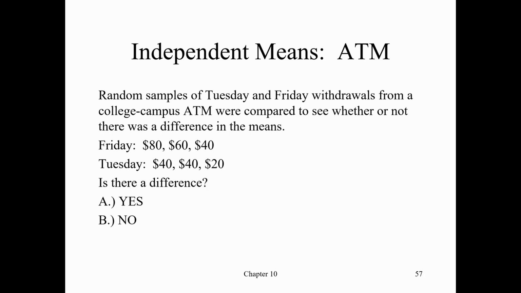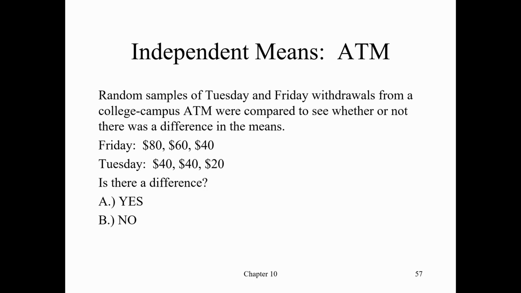So the claim or the alternate hypothesis is the not equal to sign. And as always, the null has the equal sign. If I can reject the null, then there is a difference. So I would say yes. If I can't reject the null, then I'm going with the null that basically they're equal, not statistically significantly different.